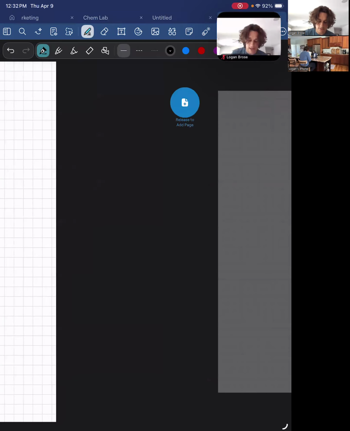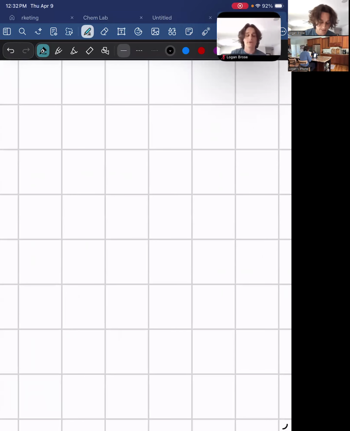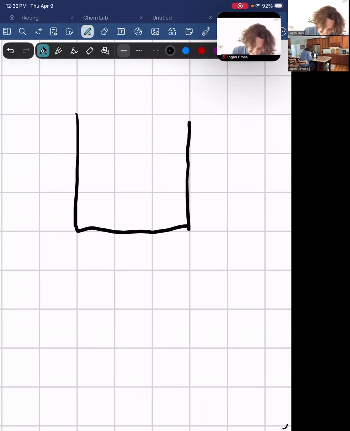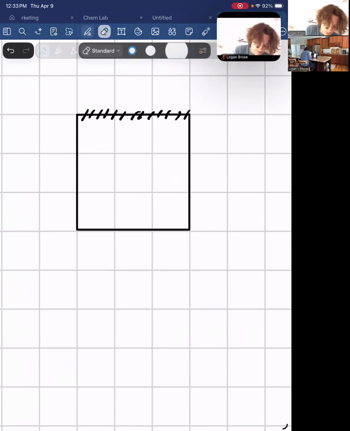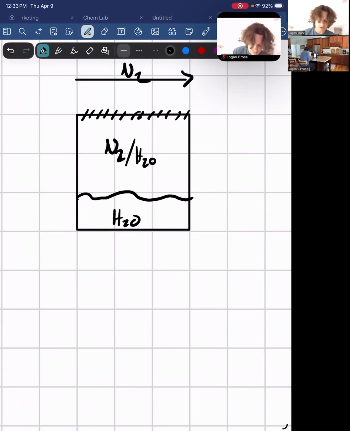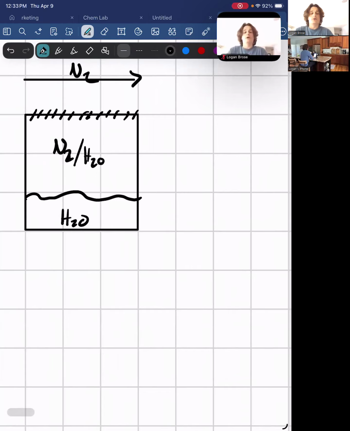So if we look at an example here, I'm going to go to a fresh page. So we're in kind of the same scenario, right? We have our tank or jar, whatever you want to call it. We have our nitrogen flowing across the top, right? Our water in the bottom here. And then our mixture, right? So in this example, what we're doing is we're going from a height of 0 to a height of 1, right?